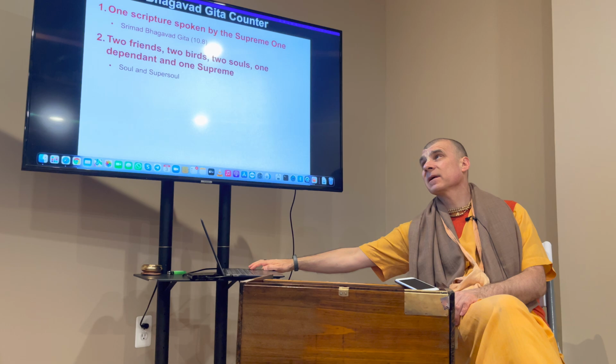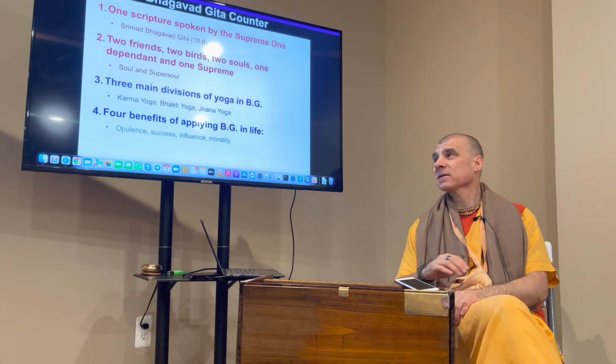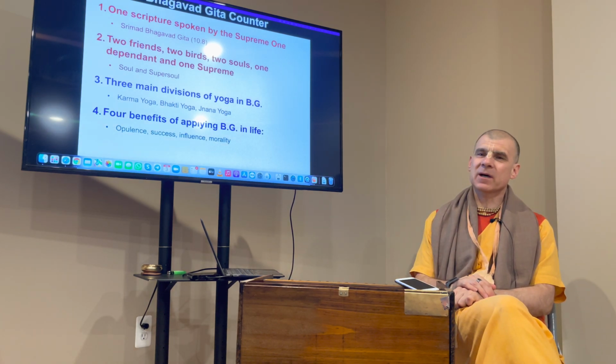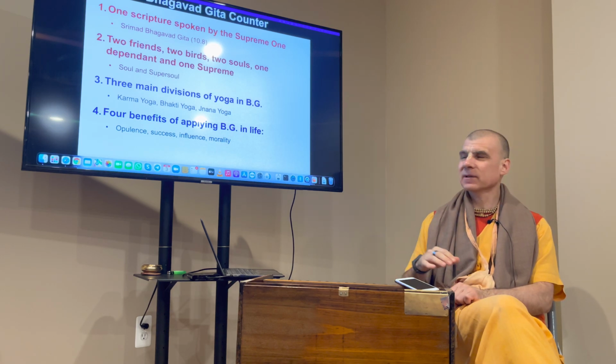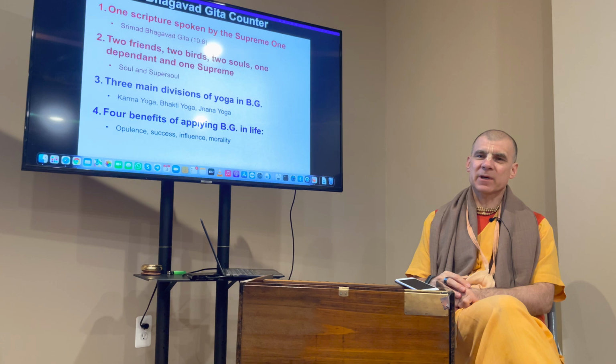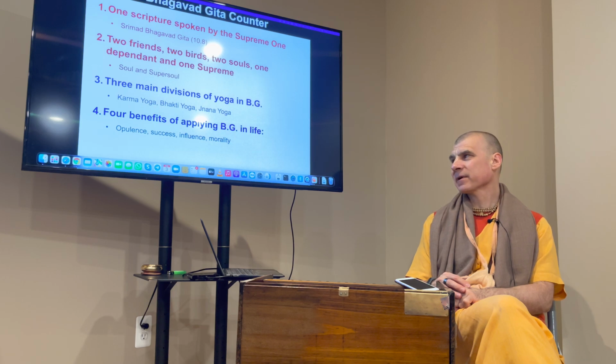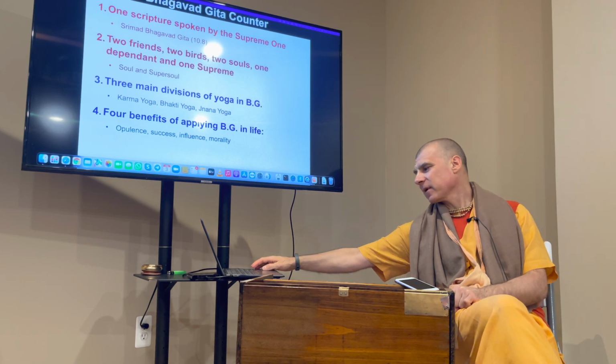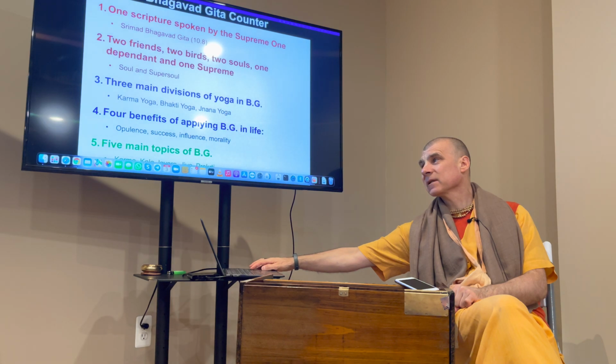And Bhagavad Gita consists of 3 main divisions of yoga, as we already mentioned: karma yoga, bhakti yoga, and jnana yoga. There are 4 benefits coming from applying Bhagavad Gita in our lives. There are many more, but at least the final verse of Bhagavad Gita mentions 4 benefits, which are opulence, success or victory, influence, and morality. And 5 are the 5 main topics of Bhagavad Gita: karma, kala, ishvara, jiva, and prakriti. So if you remember these 5 points, you can explain Bhagavad Gita to anyone in 5 seconds.